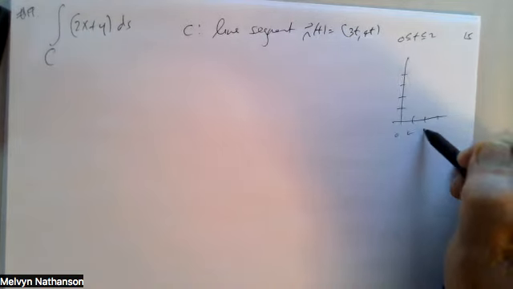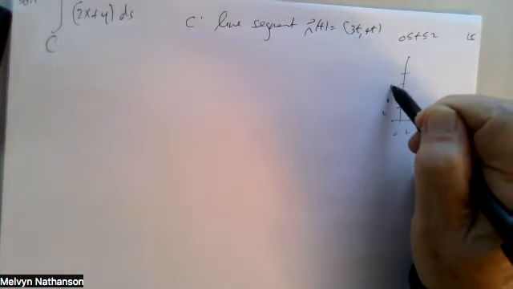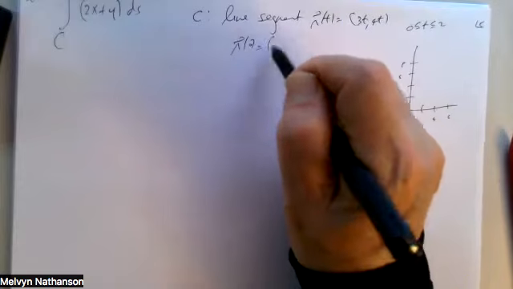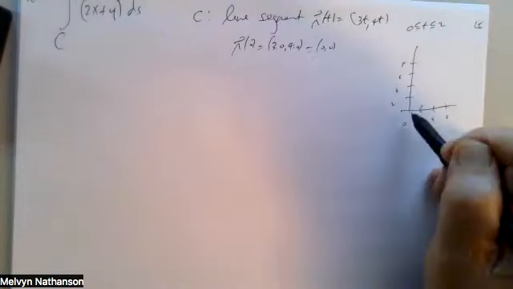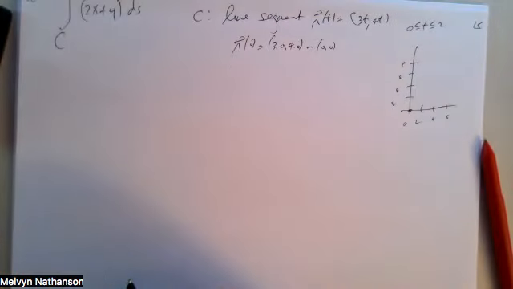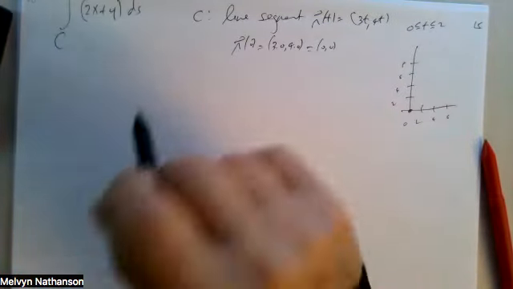Let's say t is 0, 2, 4, 6 and r is 2, 4, 6, 8. When t is 0, r of 0 is 3 times 0, 4 times 0, which is 0, 0. So we're starting at the origin. And where do we end up?